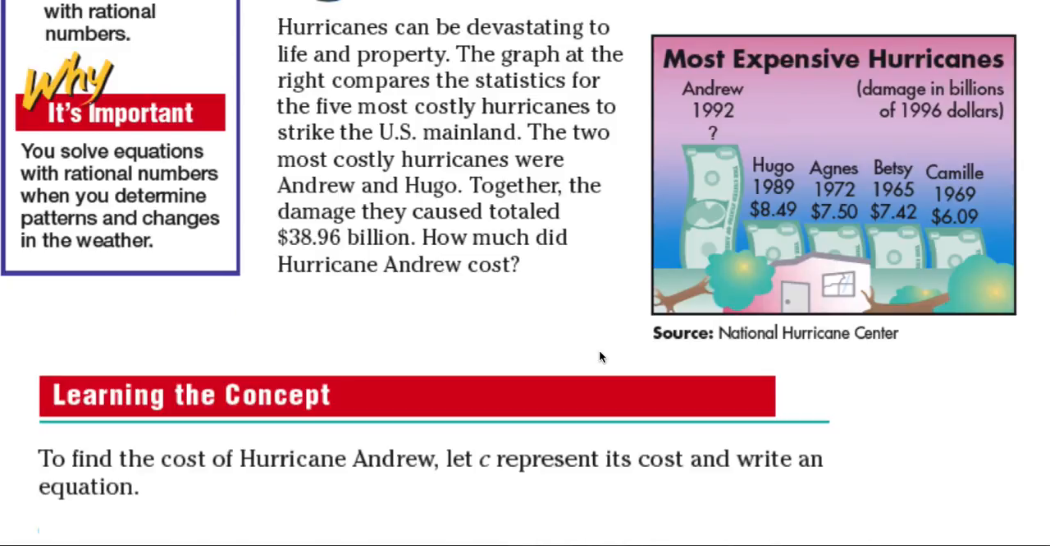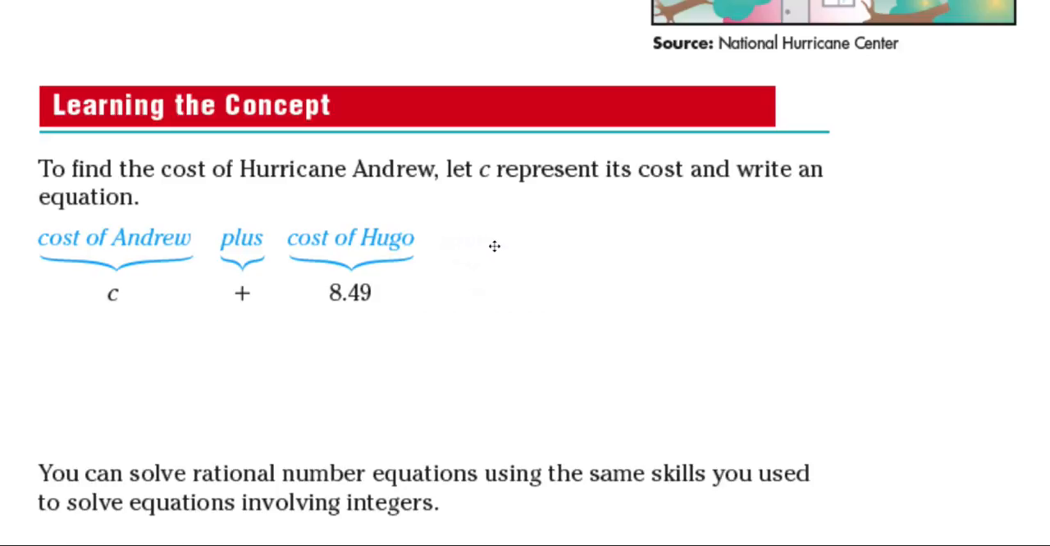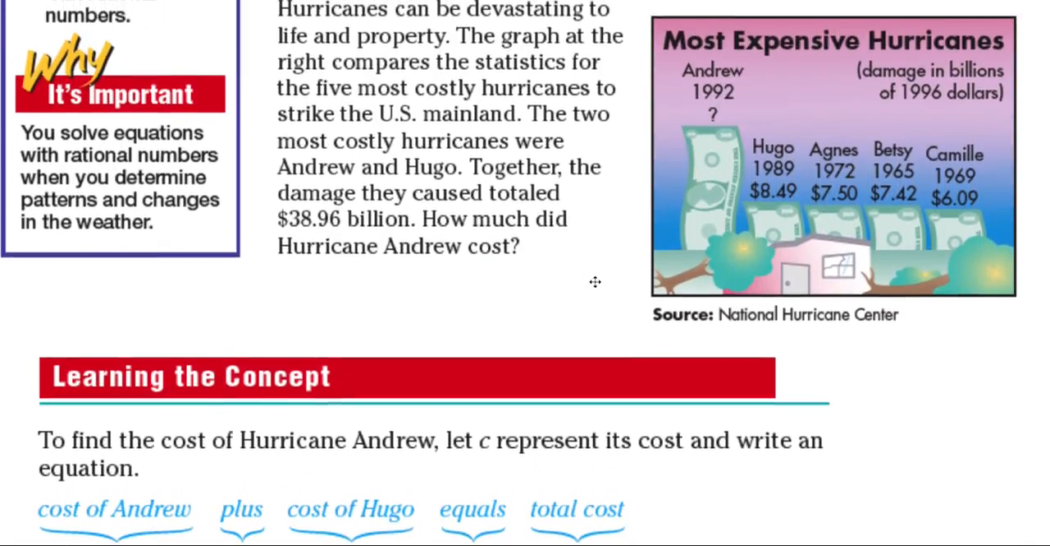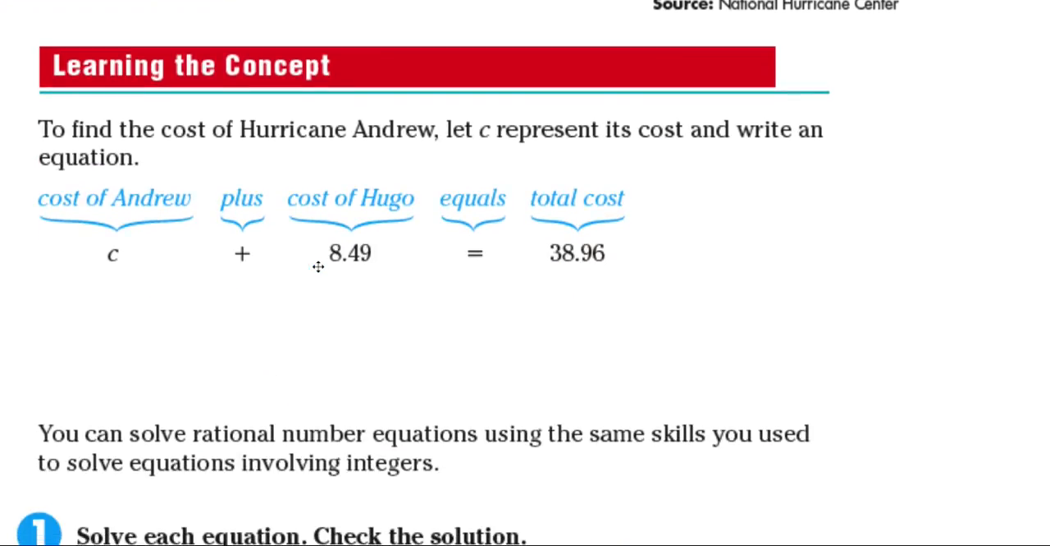To find the cost of Hurricane Andrew, we create a let statement just like any word problem. Let C represent its cost. Okay, and we want to write an equation. In our equation, the cost of Andrew is C, and we need to add the cost of Hugo, which is 8.49, and that will be equal to the total cost, which is 38.96 billion for that matter.